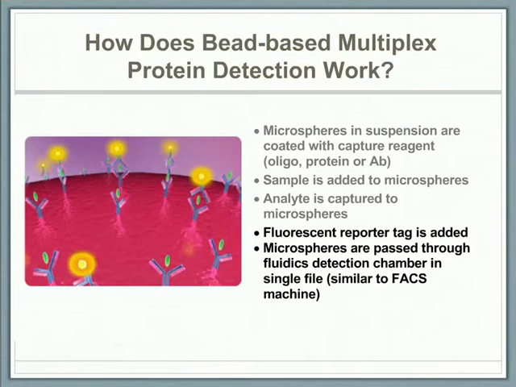One is the color of the bead, telling which analyte it is, and the second color is the amount of reporter tag, which tells how much of that protein is bound by that bead. So in that way, the assay gives multiplexed information on multiple different proteins and the concentrations of multiple different proteins.